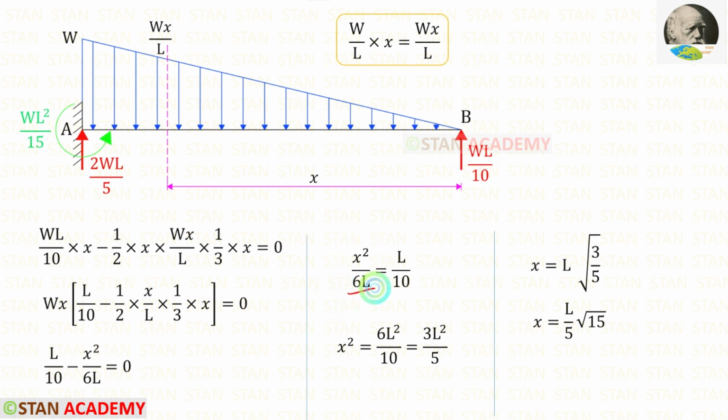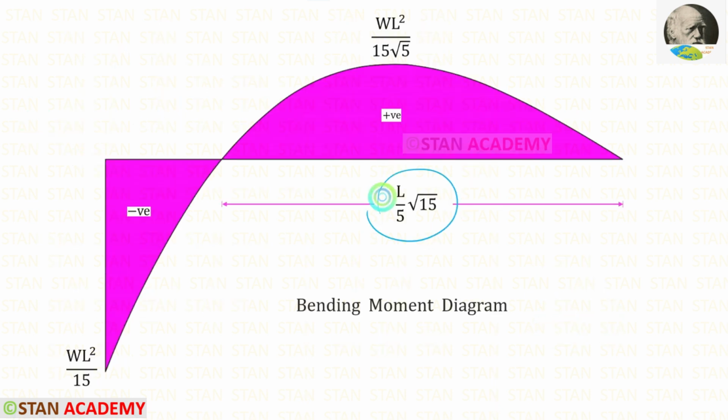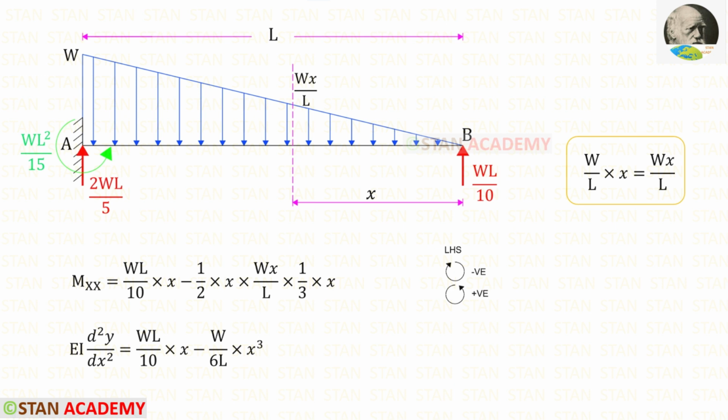Then we can take 6L on the other side. 6L into L, it will be 6L square. Then we can take root on both of the sides. For x, we will get L upon 5 into root 15. Let us apply that. Now we are going to make the expressions for the slope and deflection. In this beam, we have to make a section.